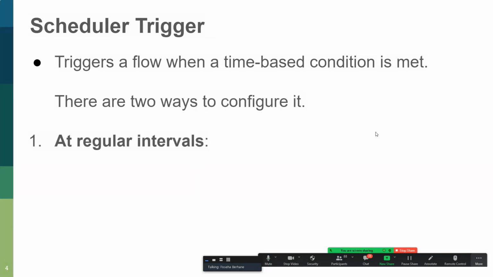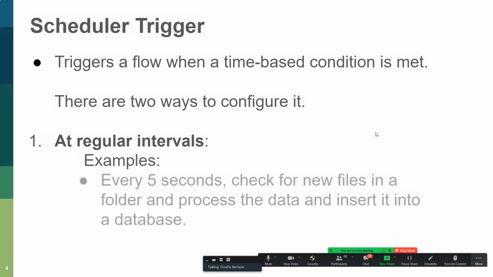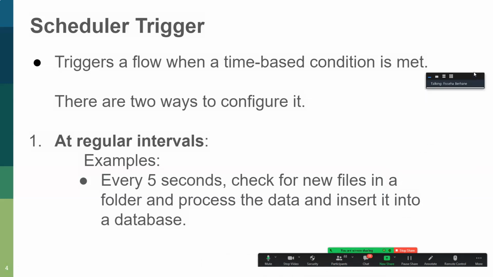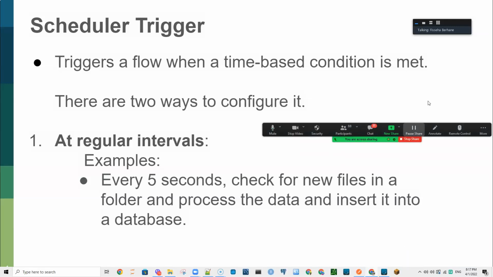So the first one is at regular intervals. For example, every 5 seconds, one Mule application could be checking a folder, and if there are new data sets in that folder, process the data, and some part of it maybe we don't need, just delete it. Some part of it we need and insert it into a database, for one example. Or when the data comes into the folder, process it, and if some condition is met, then send email alerts or text message, phone alerts, for example. So this is how we can automate it using MuleSoft.